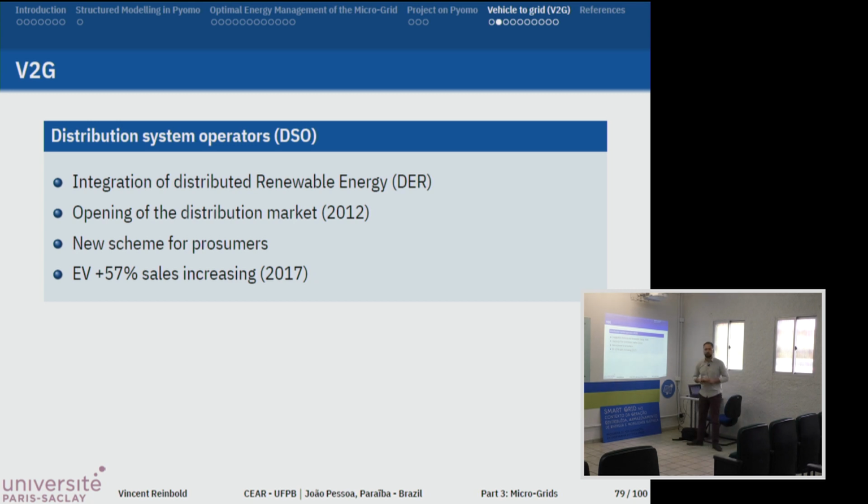And nowadays, the electrical vehicles are booming, and there are a lot of new vehicles connected to the grid. So in 2017, I guess the worldwide sales were plus 57%, which is a big charge for the distribution system operators.